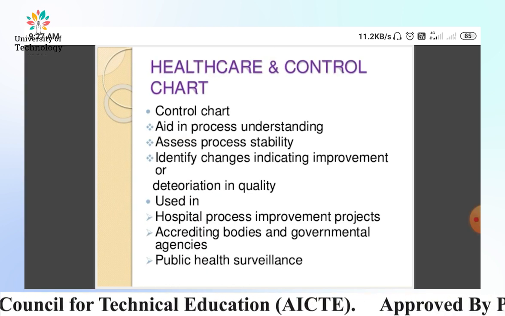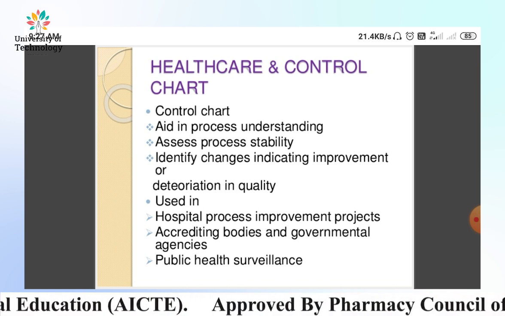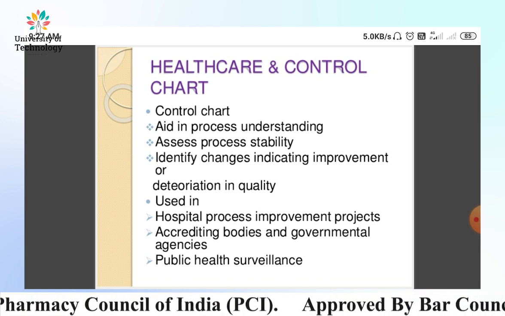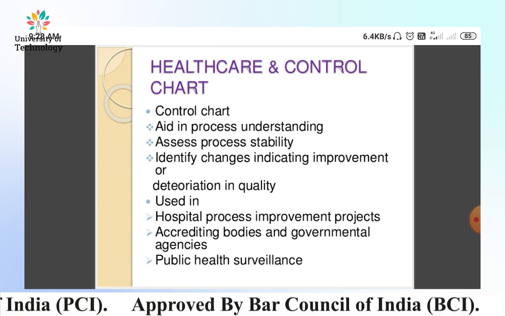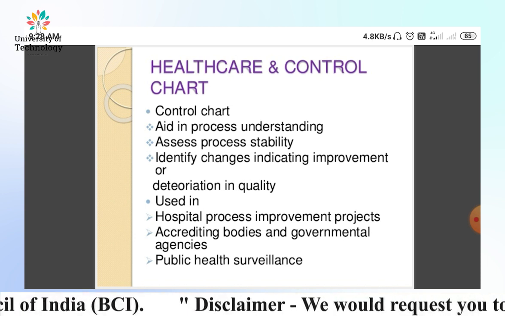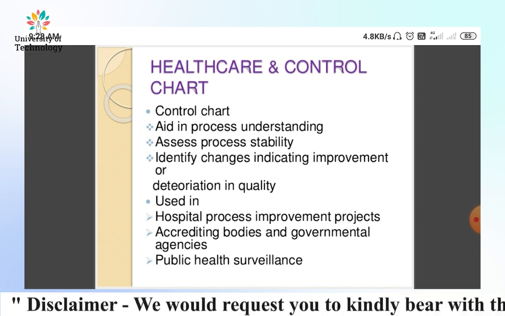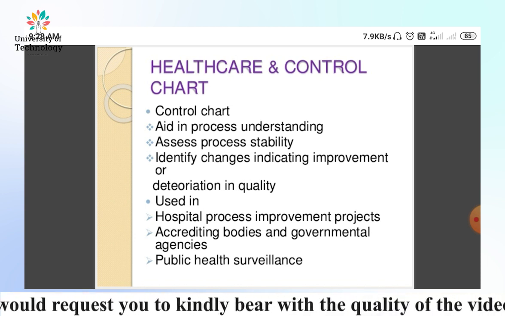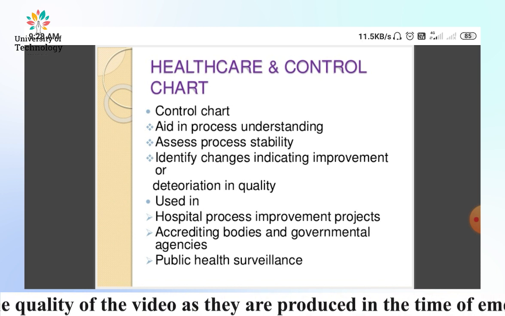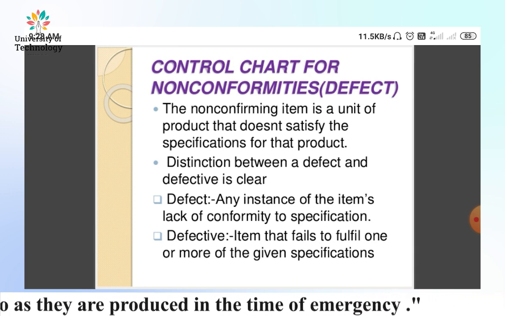Healthcare and control charts. Control charts aid in process understanding, assess process stability, and identify changes indicating improvement or deterioration in quality. They are used in hospital process improvement projects, accrediting bodies and governmental agencies, and public health surveillance.